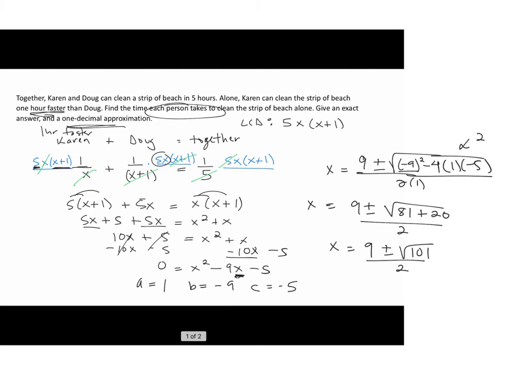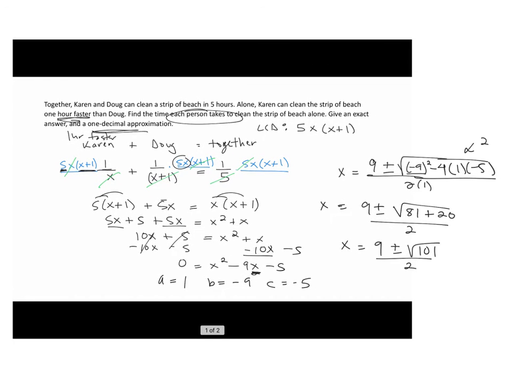And whether that simplifies, I need an exact answer. So I do need to know if that simplifies, 101. Let's see what that divides by. I don't find any factors of that. So this is as simple as it gets, but there's 2 answers. There's 9 plus root 101 over 2 and 9 minus root 101 over 2. And we know that one of these is not going to make sense since the root 101 is larger than 9. That's going to be negative, so that answer is discarded.